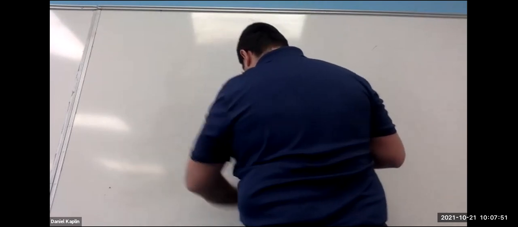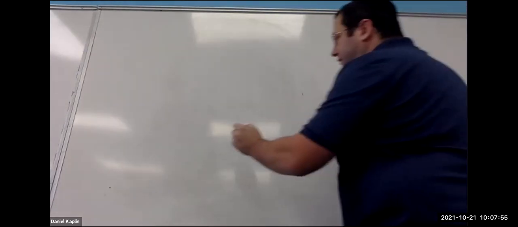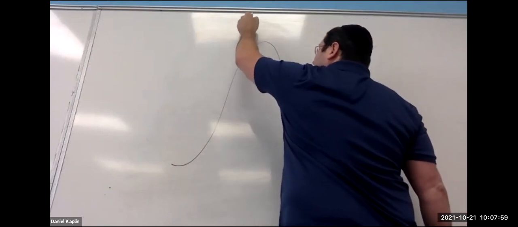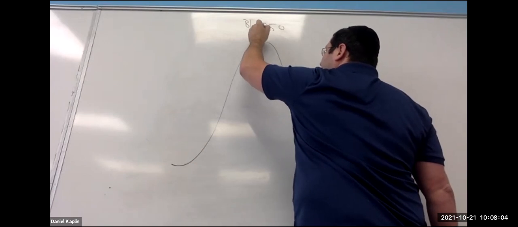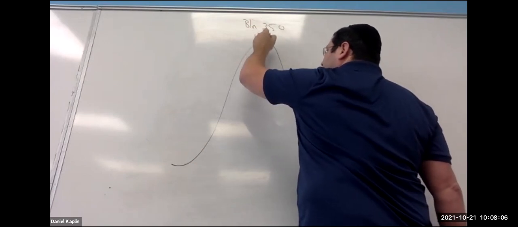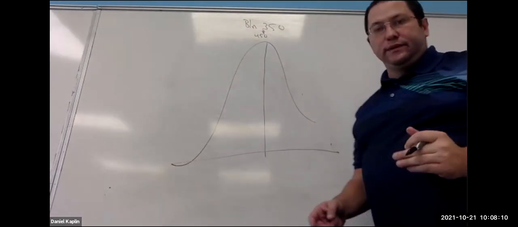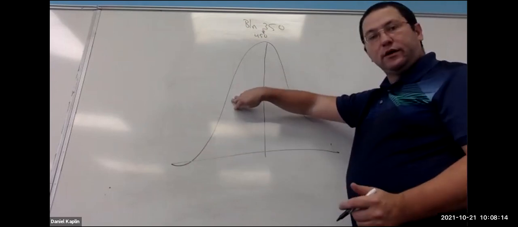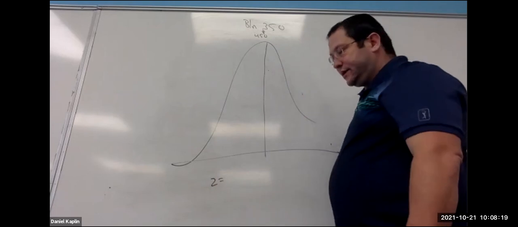The second question on the slides was, what's the percent of the cases between 350 and 450? Okay, no problem. So we still have to calculate our z-score. So step one, I drew my bell curve. Step two, calculate my z-scores.